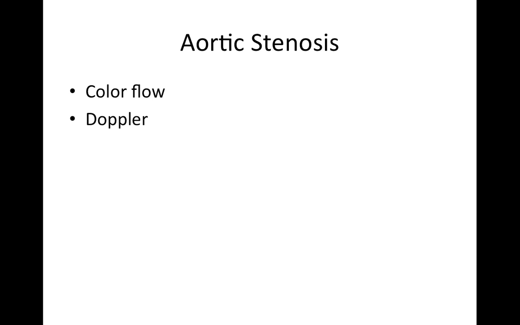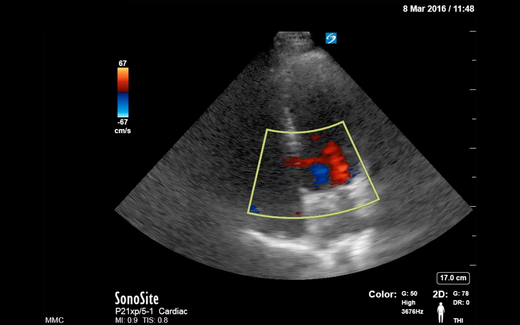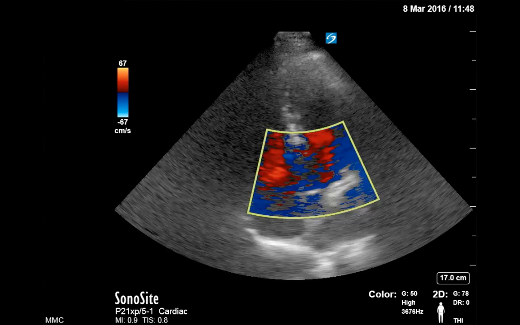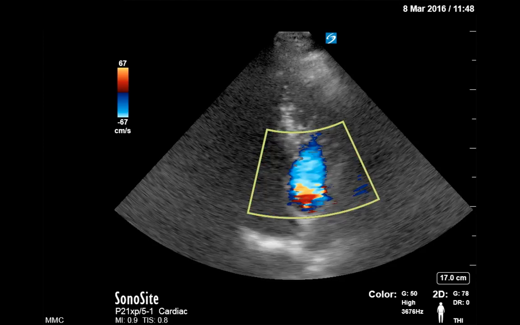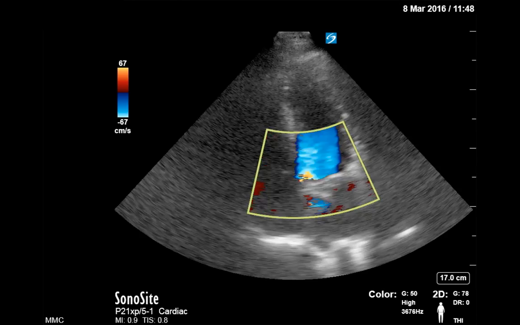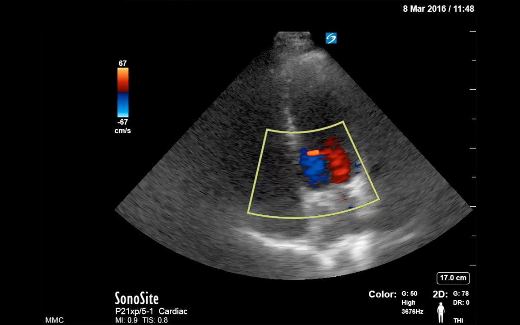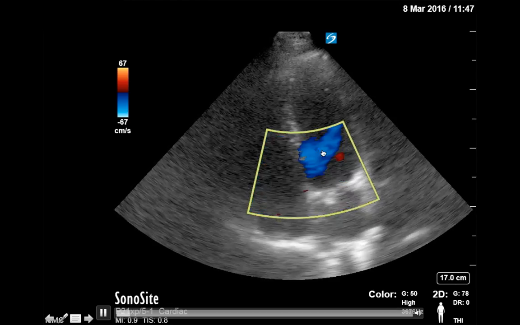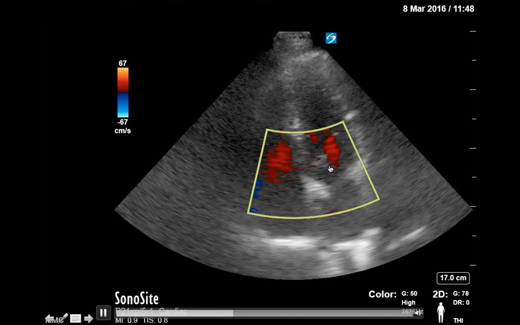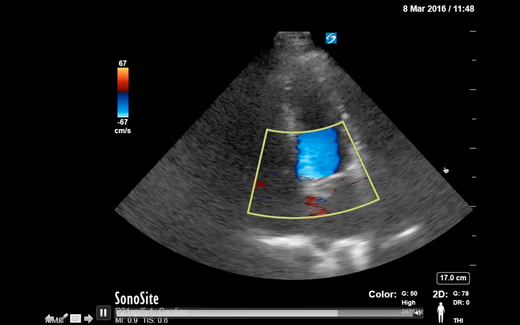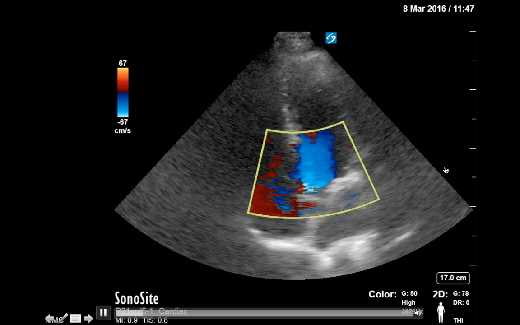Next, we can assess for aortic stenosis using color flow and Doppler. Here's an apical 5-chamber view using color flow over the aortic valve. You can see blue moving away from the probe during ventricular systole right here, as blood moves from the left ventricle through the aortic valve.